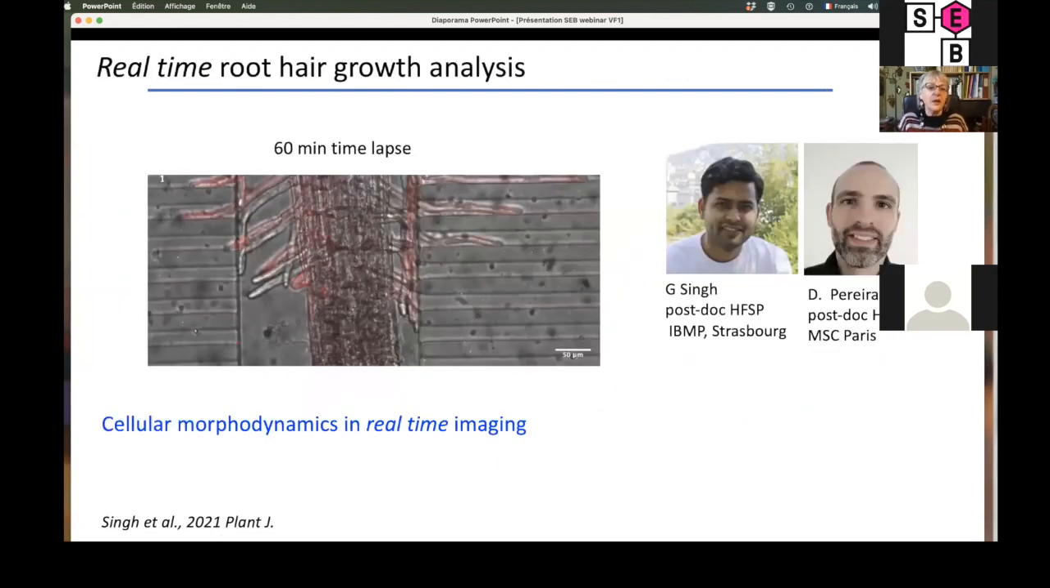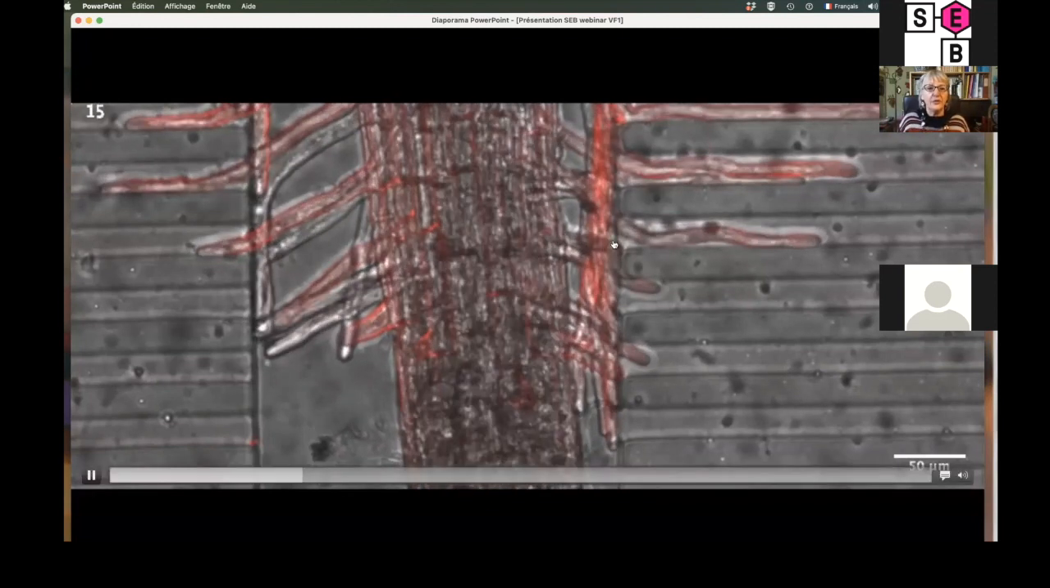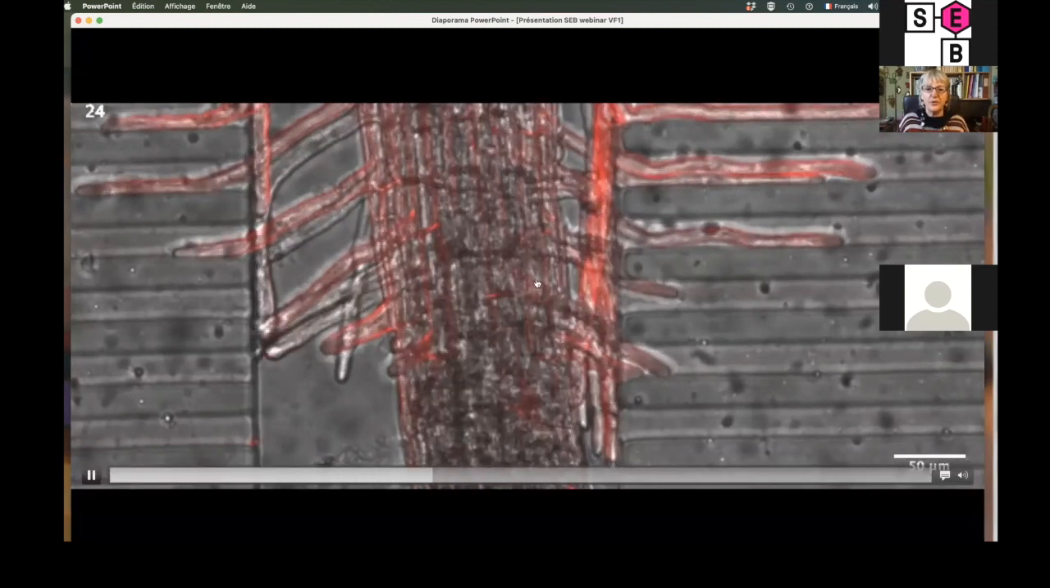So here you have a cell, you can follow during a 60-minute time lapse the cellular morphodynamic changes in real-time imaging. This work was mainly performed by my postdoc, Gaurav Singh, in the lab, and also the work of David Pereira as a postdoc in the lab of Atef in Paris. And you can see nicely the development of the root hair on the lateral channels. And here you have the main root hair.